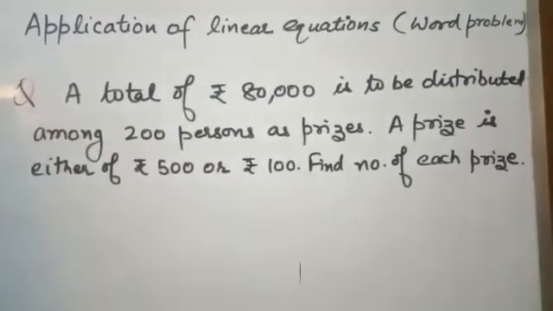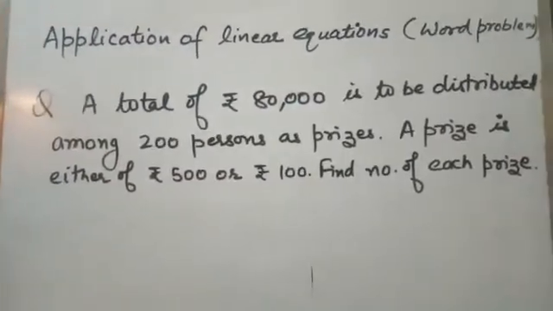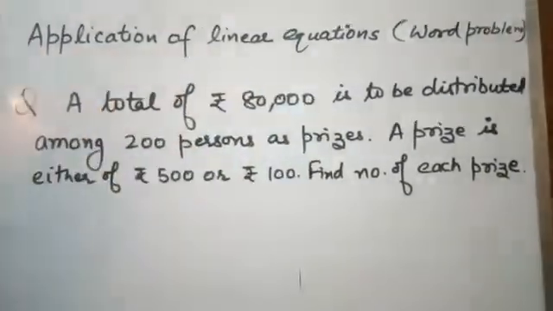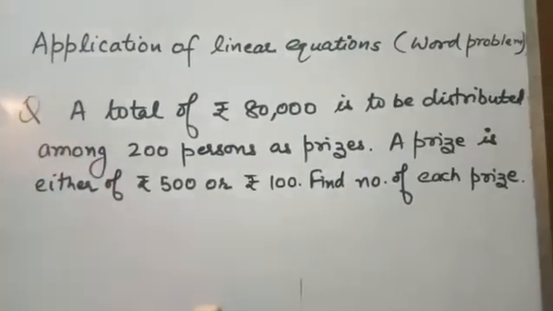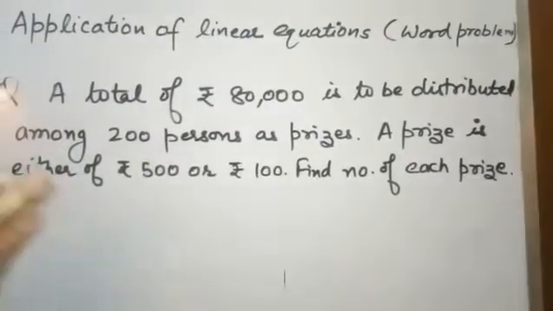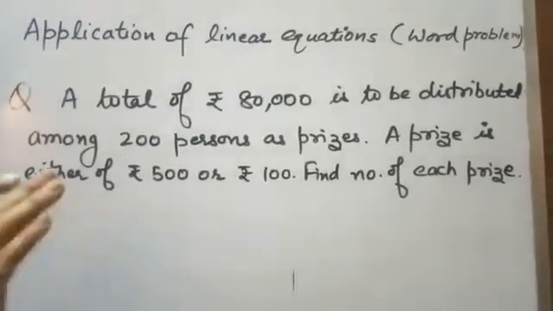Now the next question: a total of 80,000 rupees is to be distributed among 200 persons as prizes. The total value is 80,000 and the number of persons to whom the prizes have to be given is 200. A prize is either of 500 rupees or 100 rupees. Two categories of prizes we are having, 500 rupees or 100 rupees.